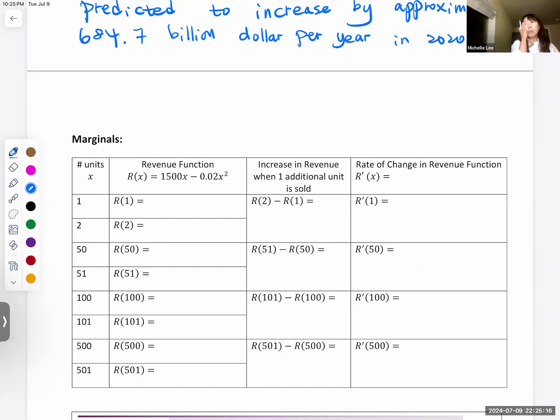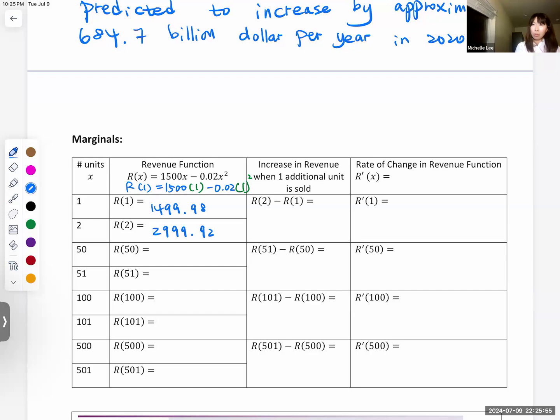Okay, we need to fill out the chart. So we know how to do it, right? So R of 1 is 1500 times 1 minus 0.02 times 1 squared, which is 1, right? Then we get 1499.98.